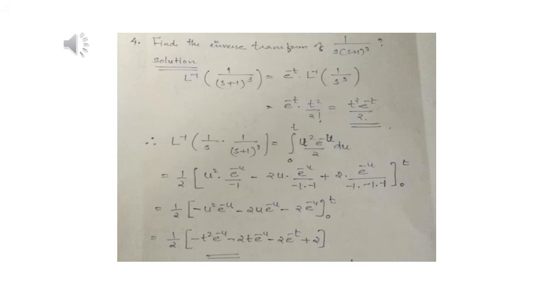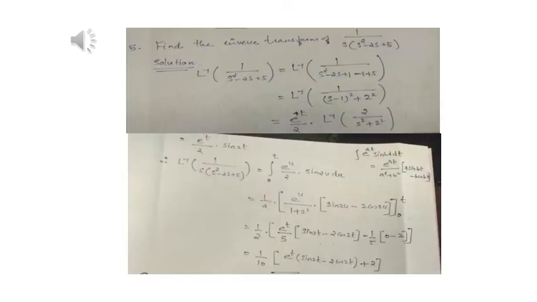Then 1 by 2 can be taken outside. Then it is u square e raised to minus u. So here we can use the integration by parts. Okay, so the limit is from 0 to t. So we will get the final answer as 1 by 2 into minus t square e raised to minus t minus 2 t e raised to minus t minus 2 into e raised to minus t plus 2.